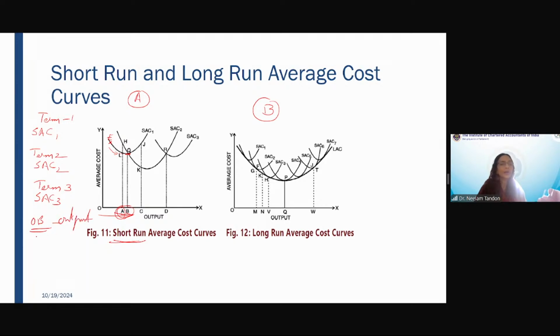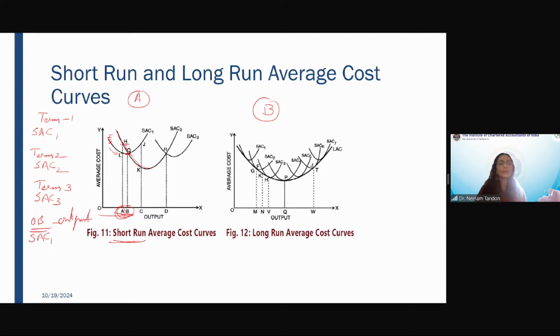And this is for the curve SSC1. Why not SSC2? अब आप देखिए, SSC2 is also intersecting here. So this is SSC2. This is the short-term average cost curve SSC2, isn't it? This is for term 2. Now, if you go for this curve, the short-term average cost curve of SSC2, then if you produce OB and you operate at SSC2, तो आपकी cost क्या होगी?